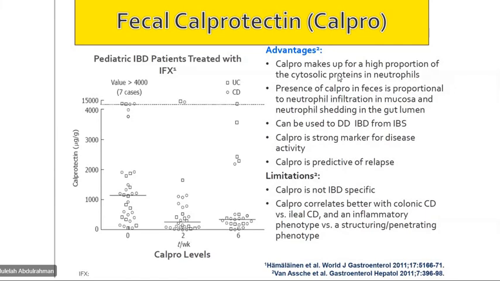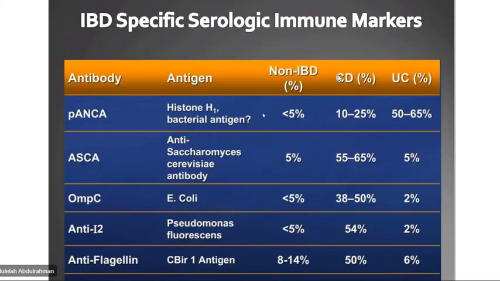disease activity. Now, remember, as I mentioned, the serological markers are P-ANCA and ASCA. These are the most common types. Remember, P-ANCA is more with UC, and it's the P, not the C-ANCA, so the perinuclear, not the cytoplasmic. So P-ANCA with UC, and ASCA, Saccharomyces cerevisiae antibody, more with Crohn's.